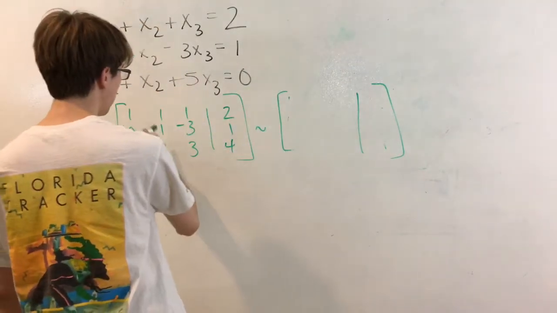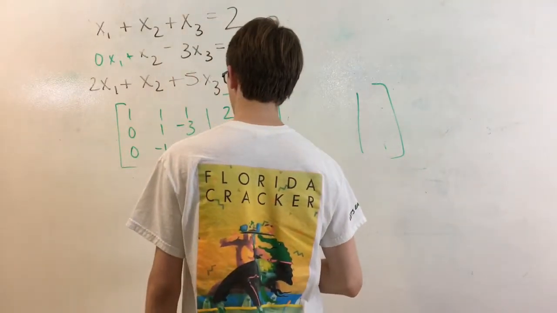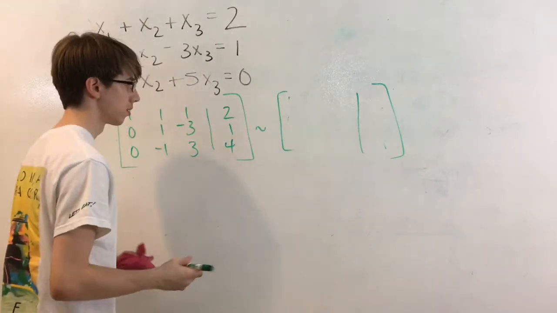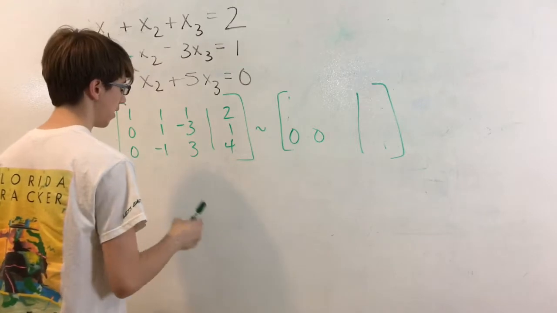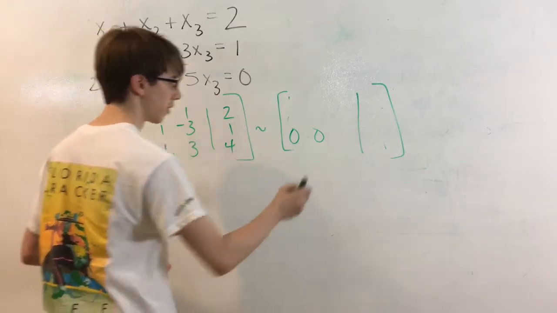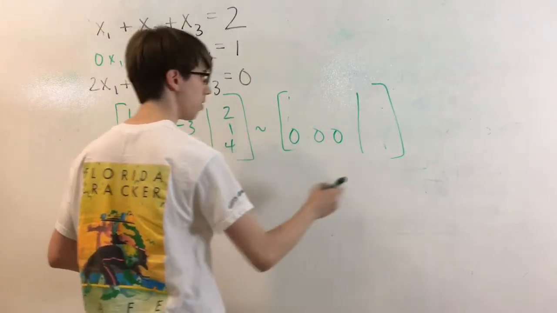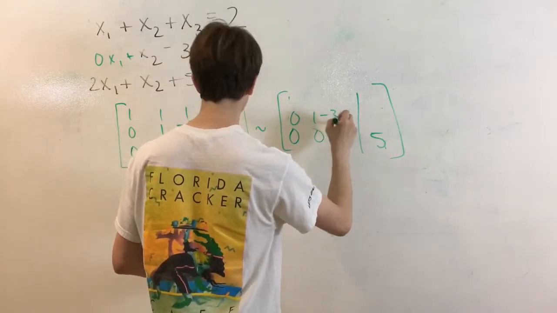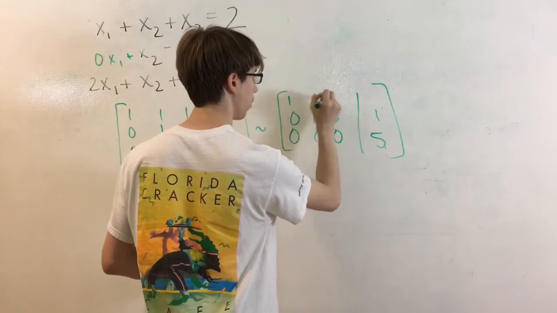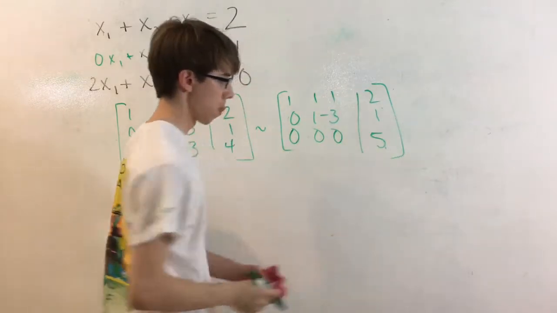So that's negative 1 times 1, negative 1 plus 1, sorry. So that is 0, so well, we already have that 0 there. And then 3 plus negative 3 is 0, and 4 plus 1 is 5. 0, 1, negative 3, 1, 1, 1, 1, 2.